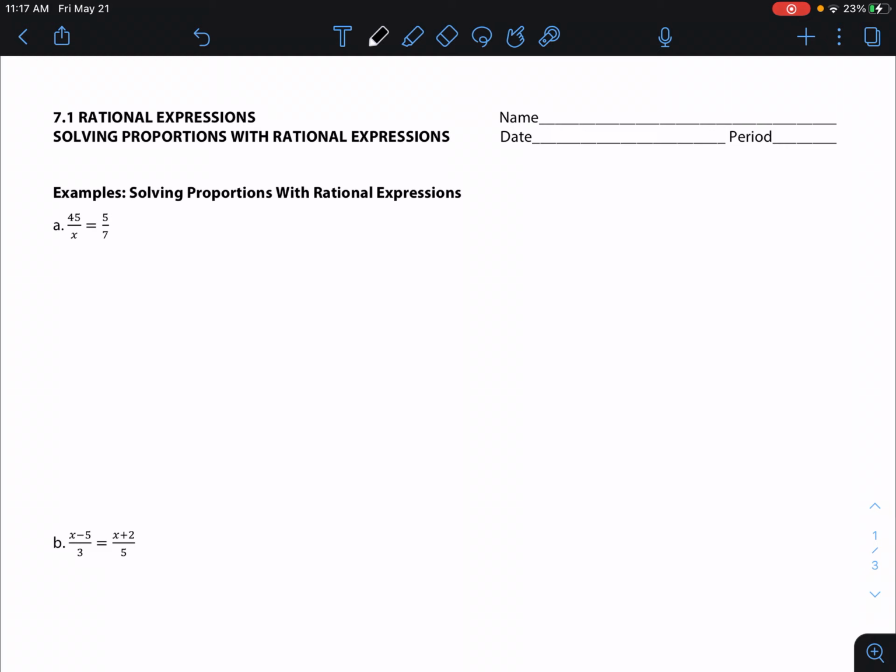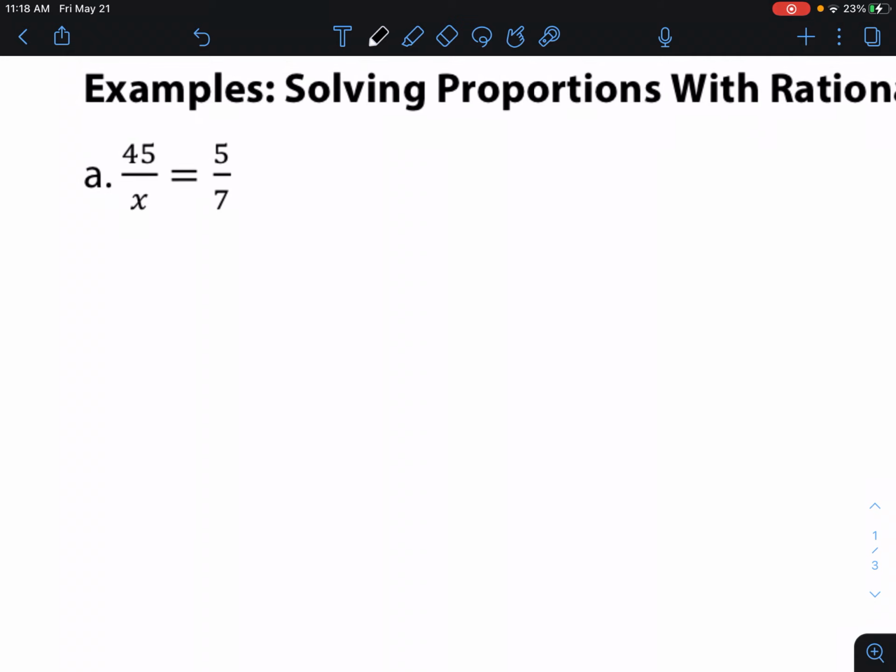So this week is generally going to be a little bit lighter as far as the volume of work goes, but the second part is going to be more challenging because we have to take words and turn them into math equations, which is always a little bit challenging. But for the first part here, what we're going to do is just solve proportions.